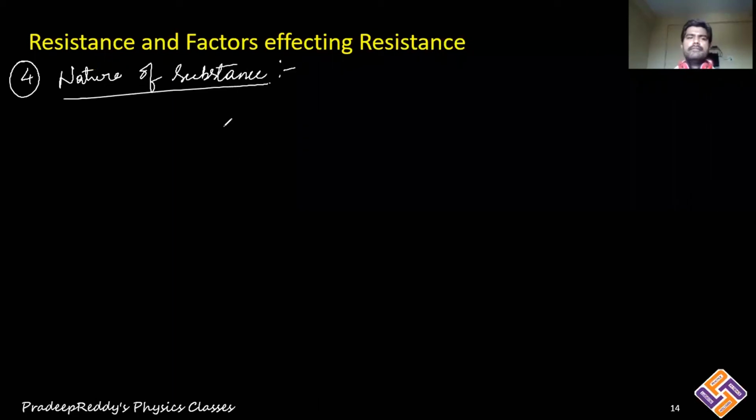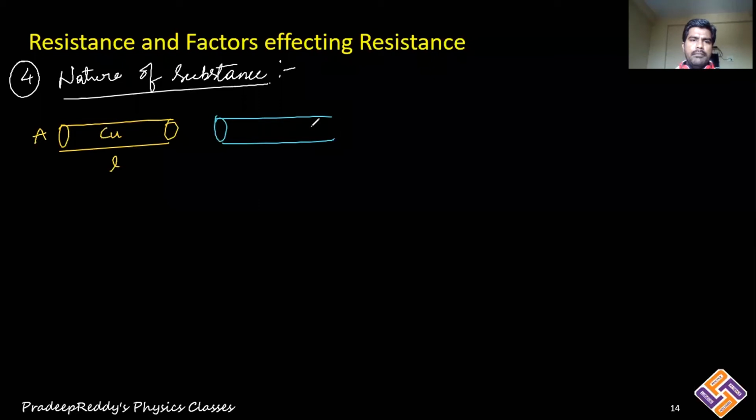Nature of the substance. So that means you are taking a conductor of some material. Say this is a conductor of length L and area of cross section A, and let me take this as copper. And you are taking another conductor of the same length and area of cross section, but this is aluminum. Now in this case, area of cross section of both the conductors are the same, length of the conductors are also the same, but nature of the materials are different.